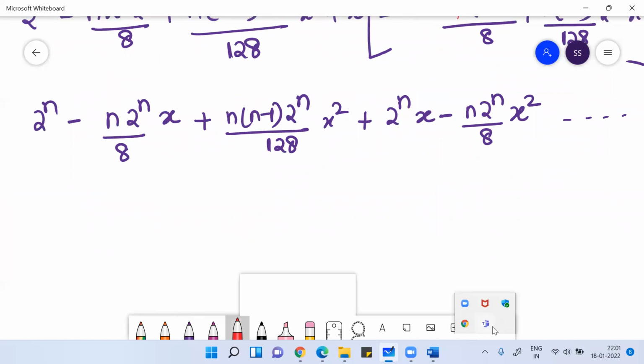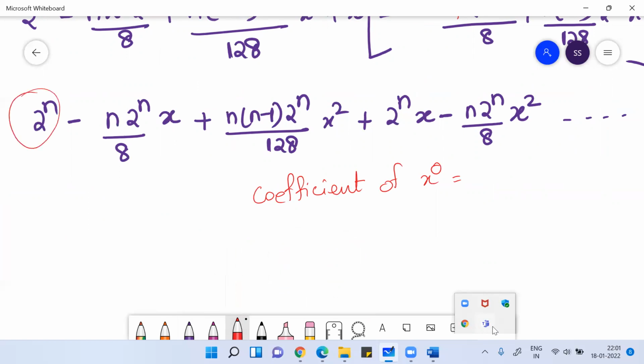So the coefficient of x to the power 0, coefficient of x to the power 0 is what? This is 2 to the power n, okay. Then the coefficient of x to the power 0 is 2 to the power n, and that is given as p, right? What is given? P, correct. That is given as p. There's nothing else, right?